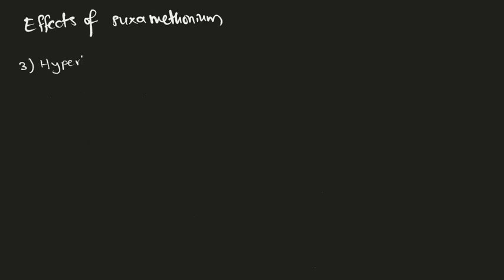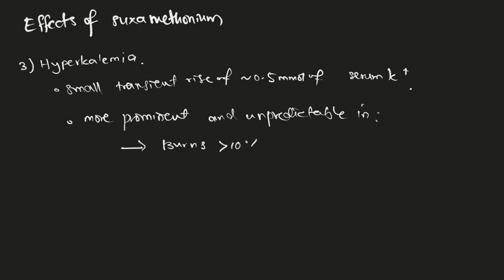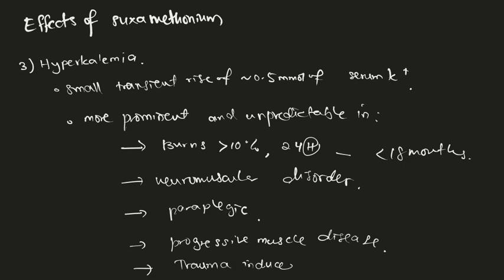The next effect is hyperkalemia, which we must not forget. Normally, there will be a small transient rise of about 0.5 millimole of serum potassium in normal individuals. However, it can be more prominent and unpredictable in certain population groups, such as those with more than 10% burns after 24 hours and less than 18 months, those with neuromuscular disorders, those who are paraplegic, those with progressive muscle disease, and those who had trauma-induced immobility.